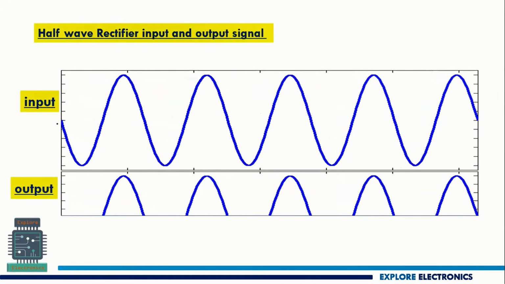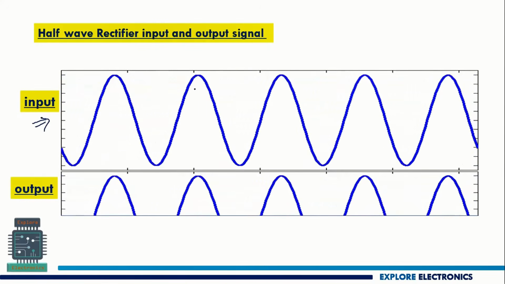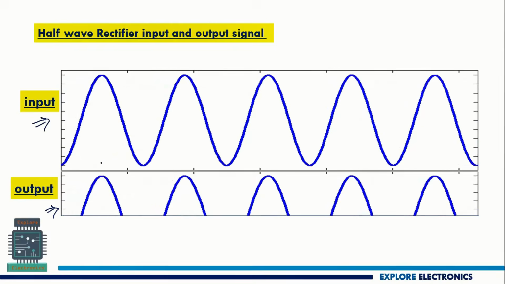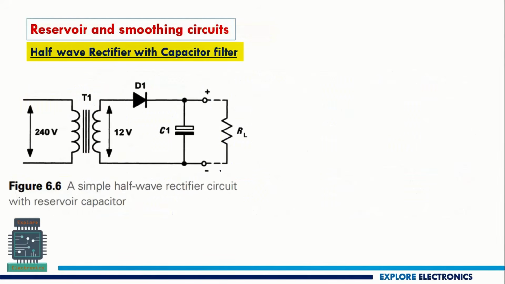Okay, before that you can see here, this is the input signal, a continuously going AC signal, and correspondingly whenever it is going to peak, here also the half cycle is generated accordingly. Now let us see the capacitor filter. This is also called a reservoir circuit or smoothing circuit added with the rectifier. Half wave rectifier with capacitor filter. Here you can see in the circuit, this capacitor is added here. The rest of the circuit is the same as the half wave rectifier circuit which we have seen earlier.